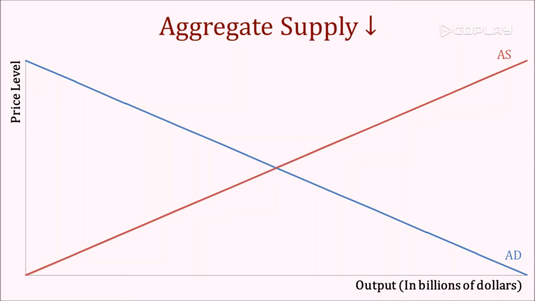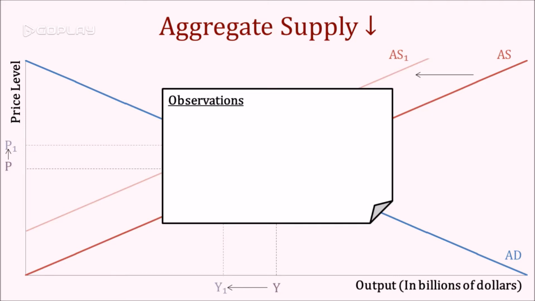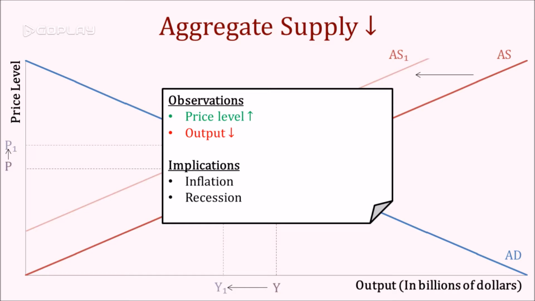Moving on to the supply side, if aggregate supply decreases, the aggregate supply curve will shift leftward. This results in the equilibrium price level increasing and the equilibrium output decreasing. Here, the economy will experience inflation and recession at the same time, and the unemployment rate will increase. This situation, where the economy is suffering from a recession and inflation at the same time, is known as stagflation.